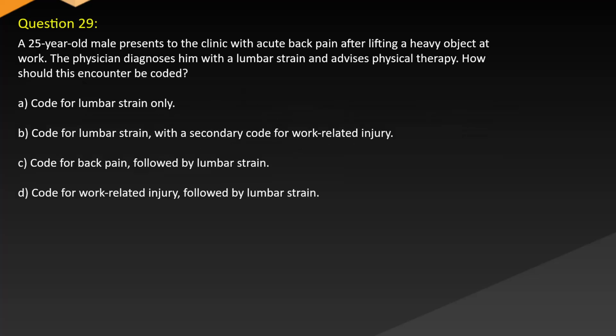Question 29. A 25-year-old male presents to the clinic with acute back pain after lifting a heavy object at work. The physician diagnoses him with a lumbar strain and advises physical therapy. How should this encounter be coded? A. Code for lumbar strain only. B. Code for lumbar strain with a secondary code for work-related injury. C. Code for back pain followed by lumbar strain. D. Code for work-related injury followed by lumbar strain.